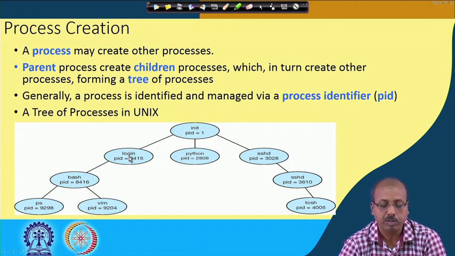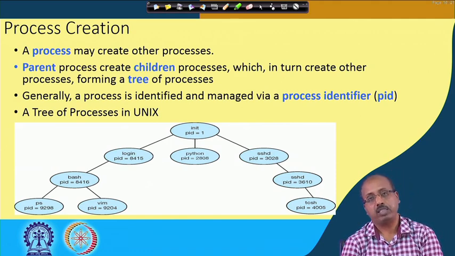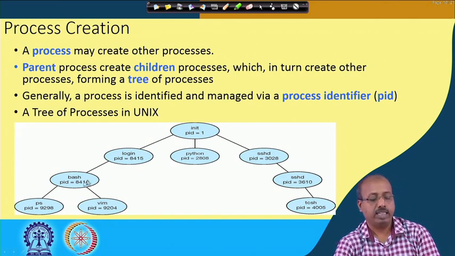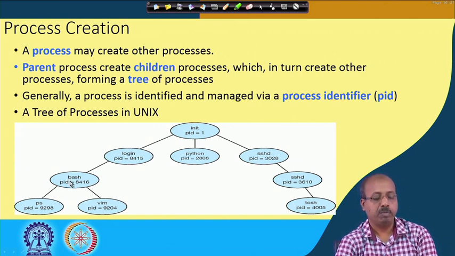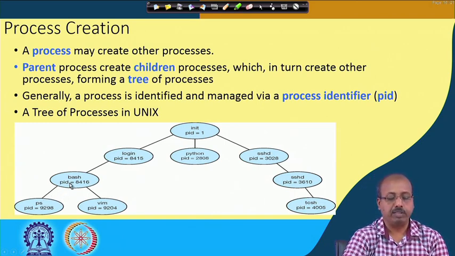One of them may be a login process that prompts the user to enter the login data. Then there may be another process that takes care of the Python scripts. Then there may be SSHD, the secure shell daemon. Similarly, from login it can create another process called bash. Similarly, in the shell the user might have given some command to know the process status, or some editor, like the VI editor. So, this way we can have a number of children created from a parent process.